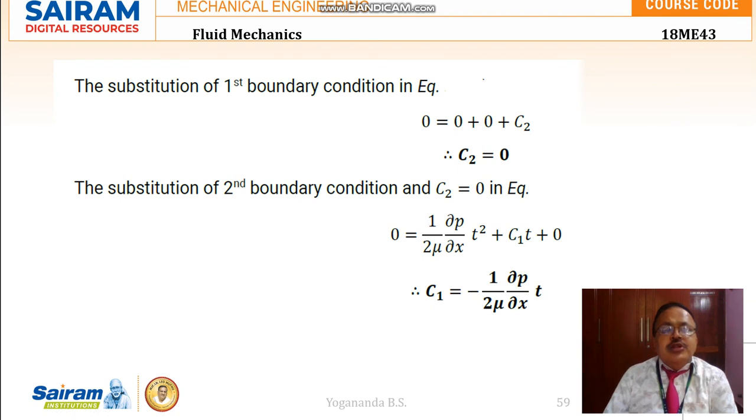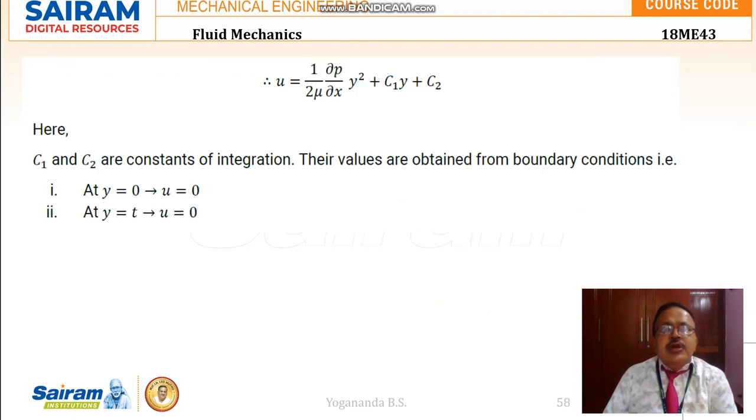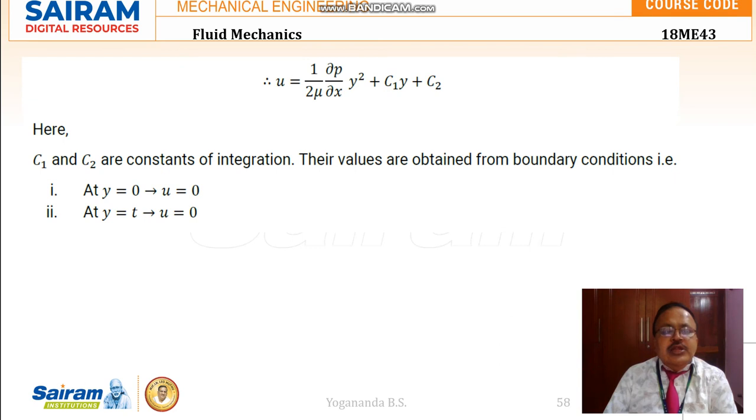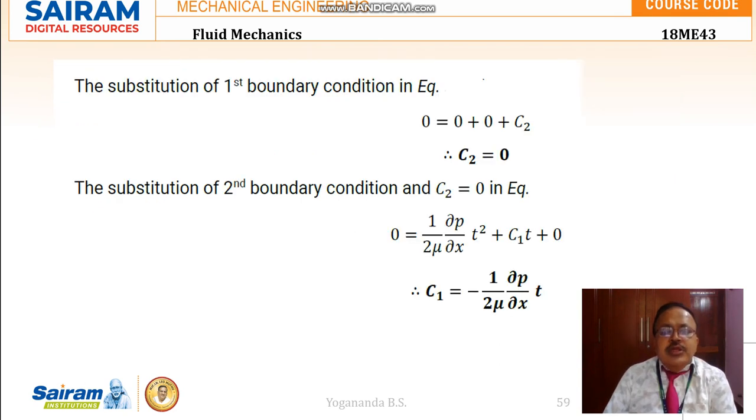Substituting the first boundary condition, at y is 0, u also becomes 0, and we get C2 as 0. Substituting the second boundary condition, y is equal to t, u is equal to 0, we get C1 as this.